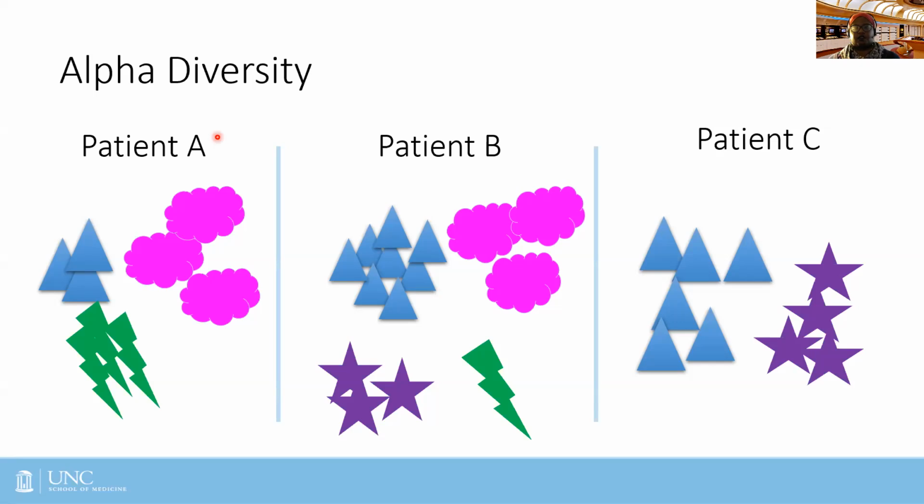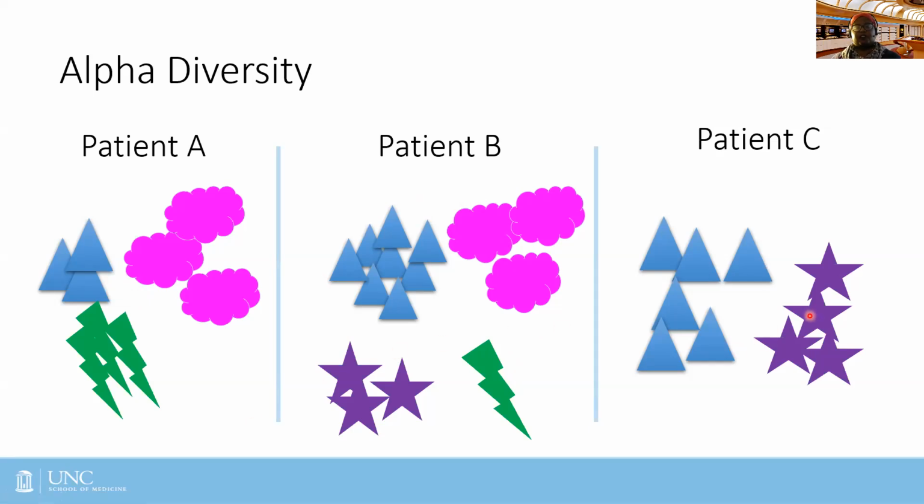As we can see here, we have patient A, patient B, and patient C. The shapes refer to different bacterial species seen within that sample. As you see in patient A, it has three distinct bacterial species, while patient B has 4 distinct bacterial species, and patient C has only 2.